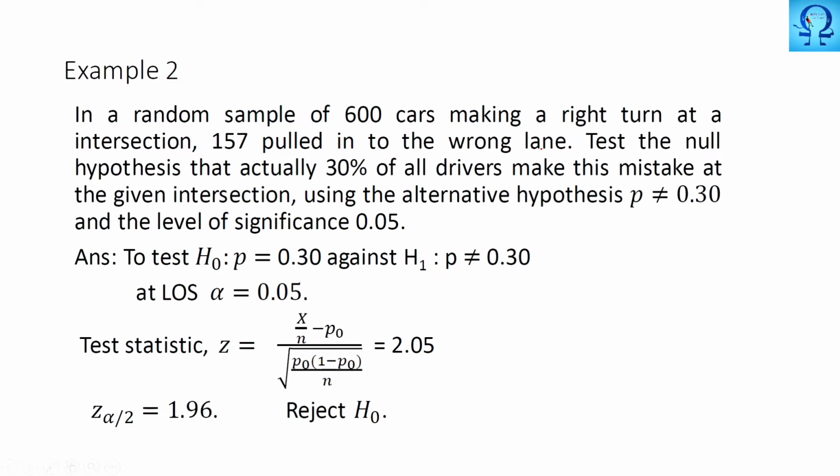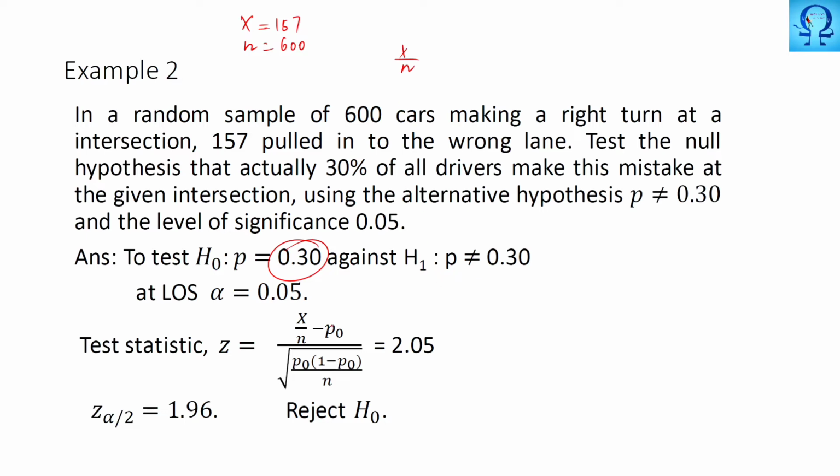Here this 157 pulled into the wrong lane. So here we are interested in pulling into the wrong lane. So of course x is 157, and n is 600 cars. So here the attribute that we are interested in is pulling into the wrong lane, right? And this proportion we have to calculate and substitute at this place. And p naught is given to be 0.30 in the question itself. So the null hypothesis and the alternate are clear.